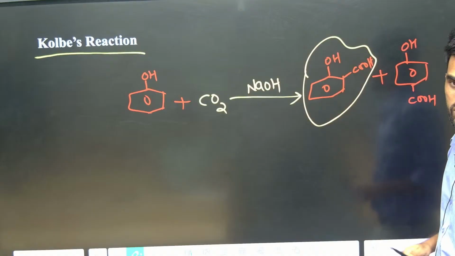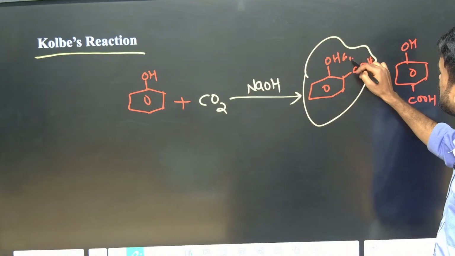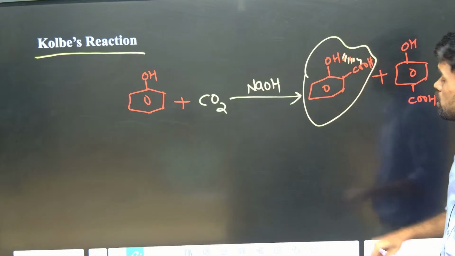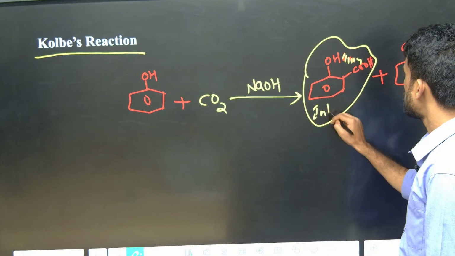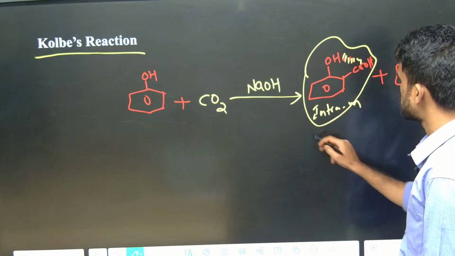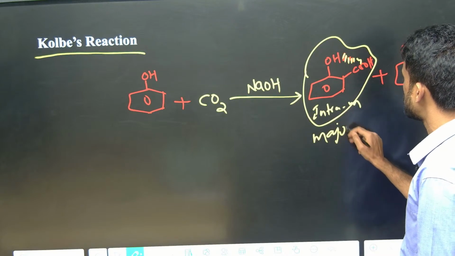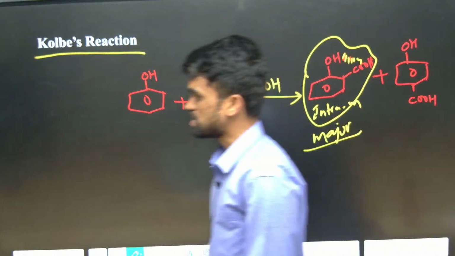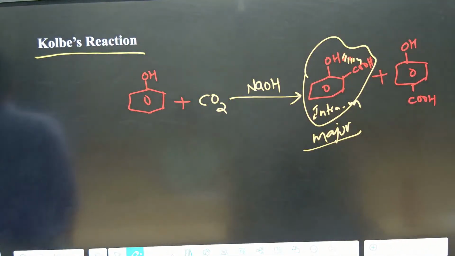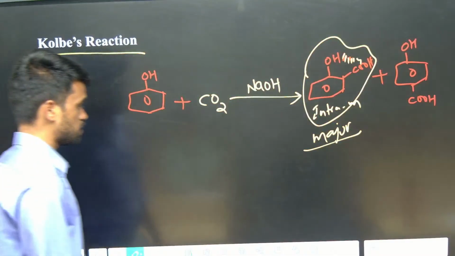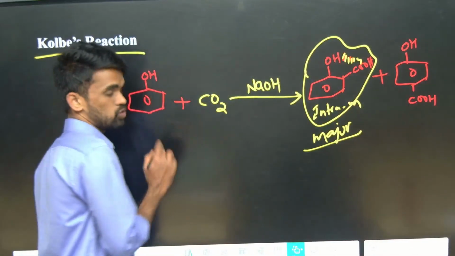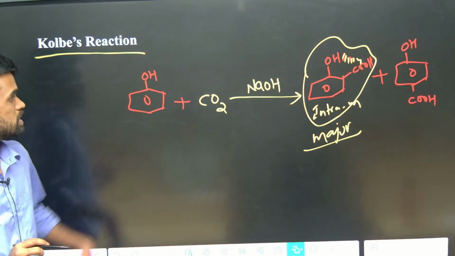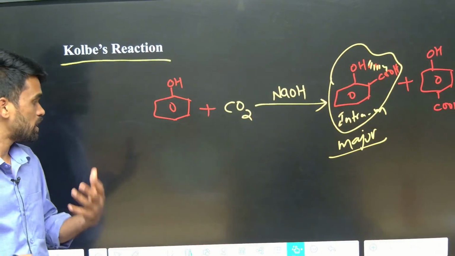Why will it be major? Due to intramolecular hydrogen bonding, within the molecule, not intermolecular. Intramolecular hydrogen bonding is present. Due to that reason, the major product is this one. The ortho product is major. What is the name of that product formed? Salicylic acid. Remember it in the simple way. Now what is the electrophile involved in the Kolbe reaction? CO2, carbon dioxide.